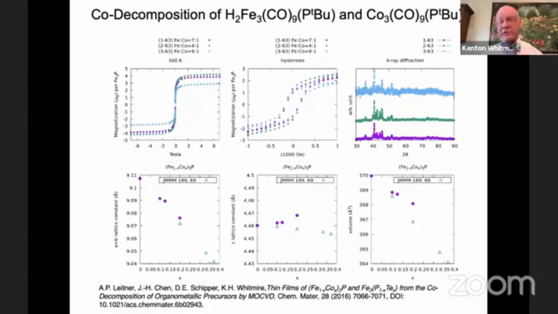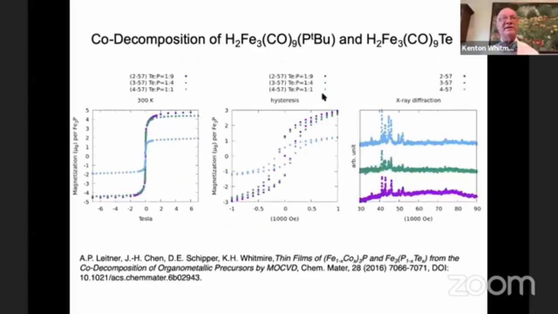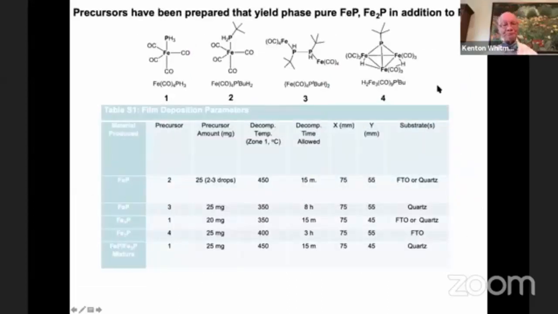We could also go the other way and dope these materials with a main group element. So instead of changing out the iron, we could change out the phosphorus. So here we did the same thing, but we used an isolobal compound containing tellurium, and we got similar results where we could vary the amount of tellurium doped into the materials, and it fit very consistently with the magnetic properties and also the X-ray diffraction patterns for those.